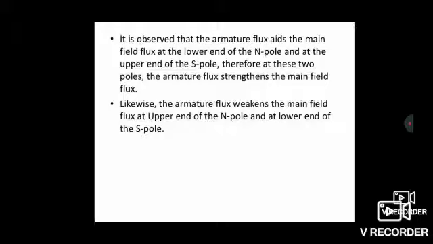The main field flux at the lower end of the north pole and at the upper end of the south pole. Therefore, at these two poles, the armature flux strengthens the main field flux. Likewise, the armature flux weakens the main field flux at the upper end of the north pole and at the lower end of the south pole.